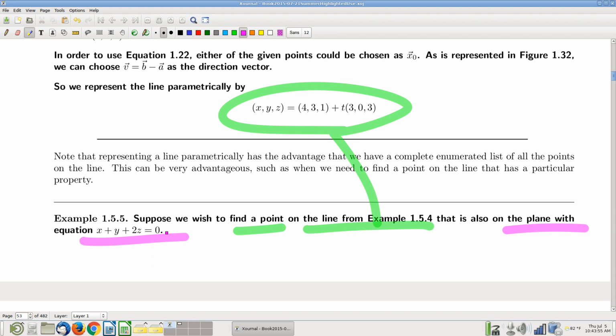Now notice, the line is described by a parameterization, so I can generate points on the line. The plane is described by an equation, so I can test possible points that might come my way to see if they're on the plane. So the strategy is very simple. I'm going to generate points on the line and then test to see whether they're on the plane by plugging the generated points into my equation, namely my point tester. That's the big idea.